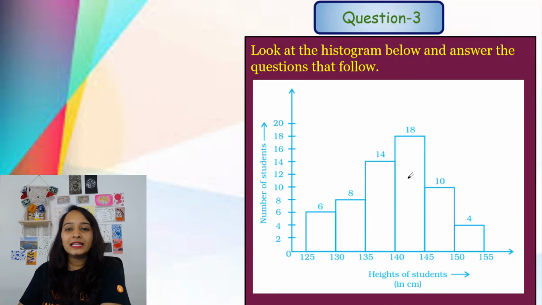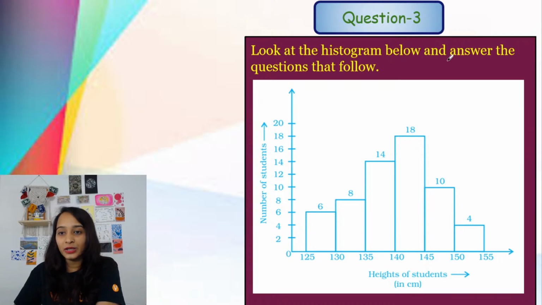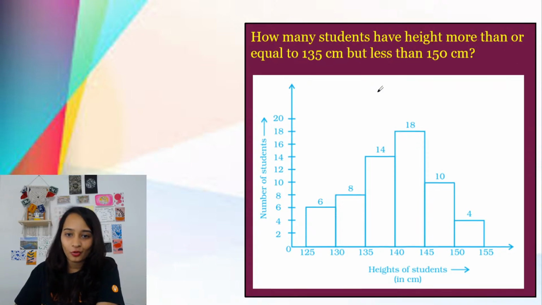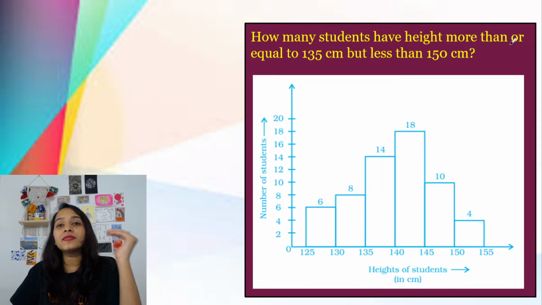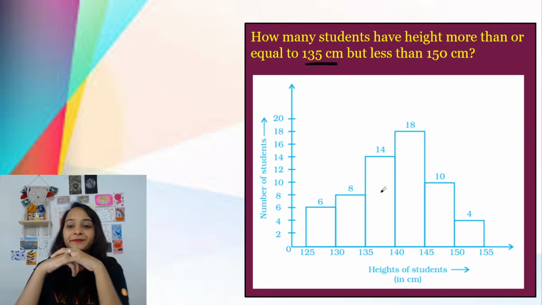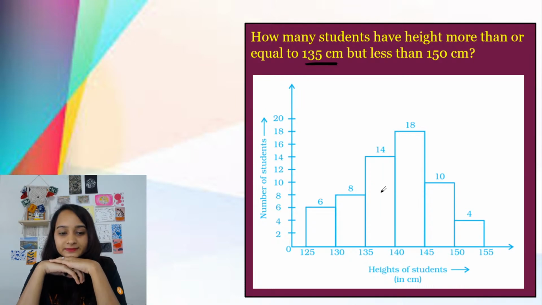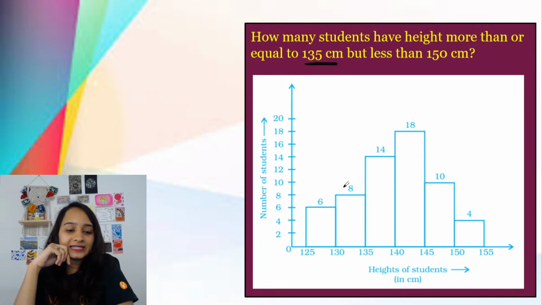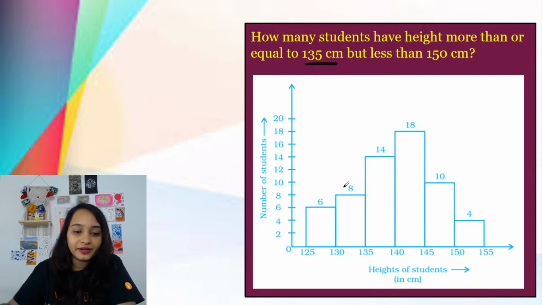Okay. Let us get started with question number 3. Look at the histogram below and answer the questions that follow. Question number 1. How many students have height more than or equal to 135 centimeters but less than 150 centimeters? Come on. You tell me. What is the answer for this? How many students have height more than or equal to 135 but less than 150?